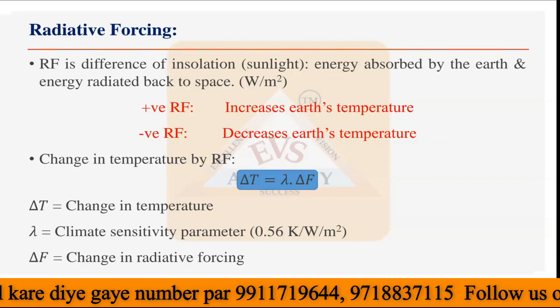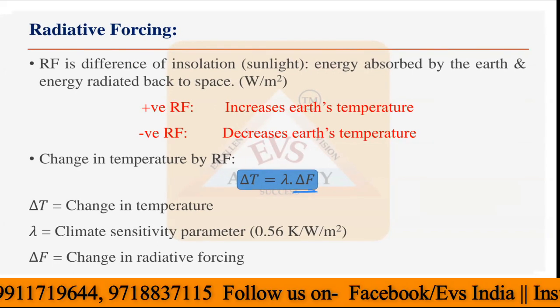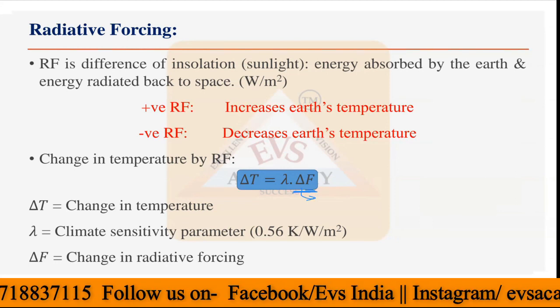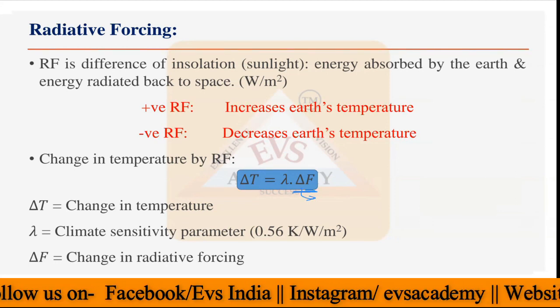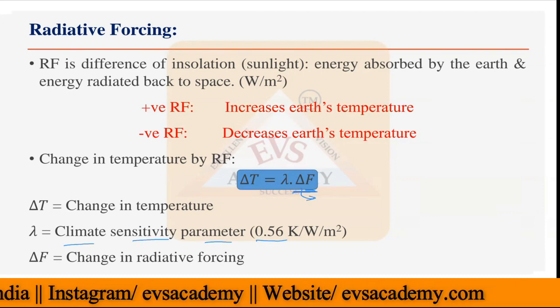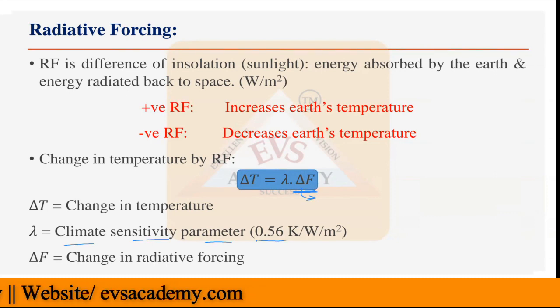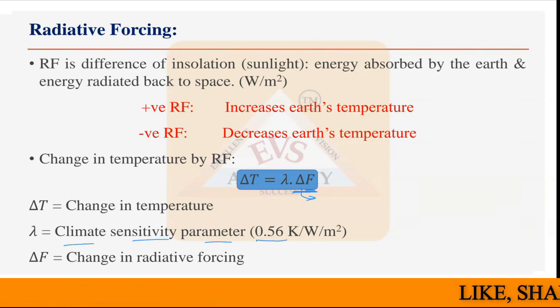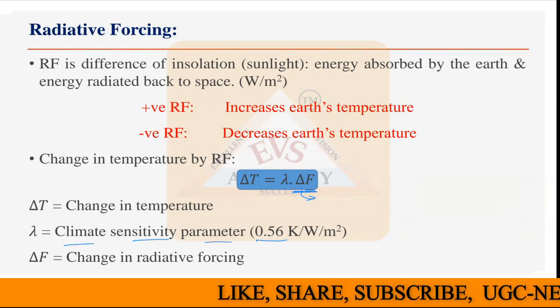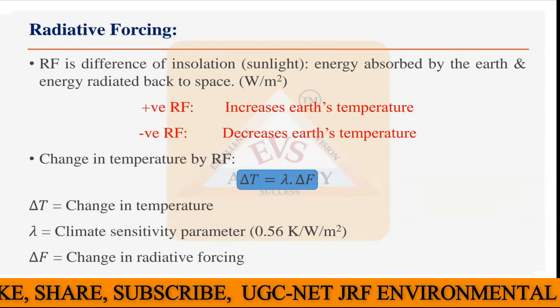So here, delta T is equal to lambda multiplied by delta F. Delta F is the change in the radiative forcing value. Lambda here is the climate sensitivity parameter that is fixed. This is a constant, 0.56 Kelvin per watt per meter square. If you multiply the delta F value with this constant, you can see how much the temperature change would be. This is the formula that you can use if the delta F value is provided to you and you have to calculate the delta T value.